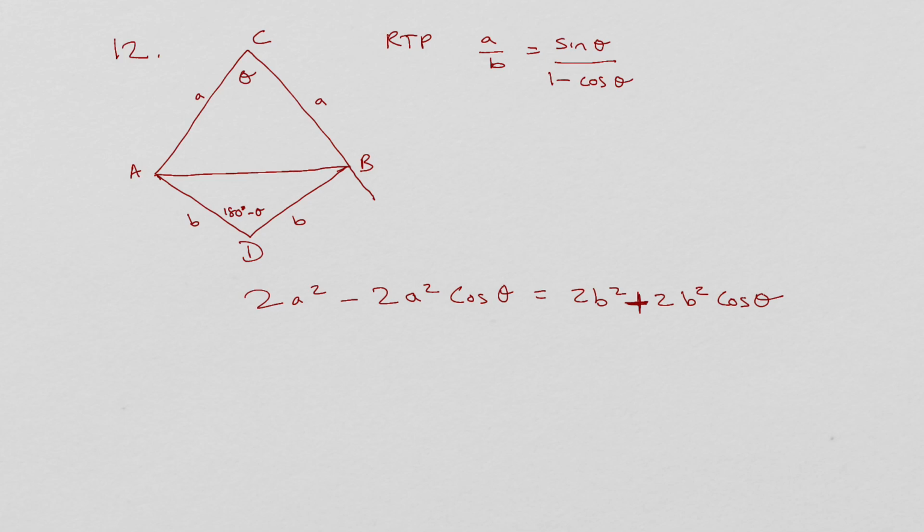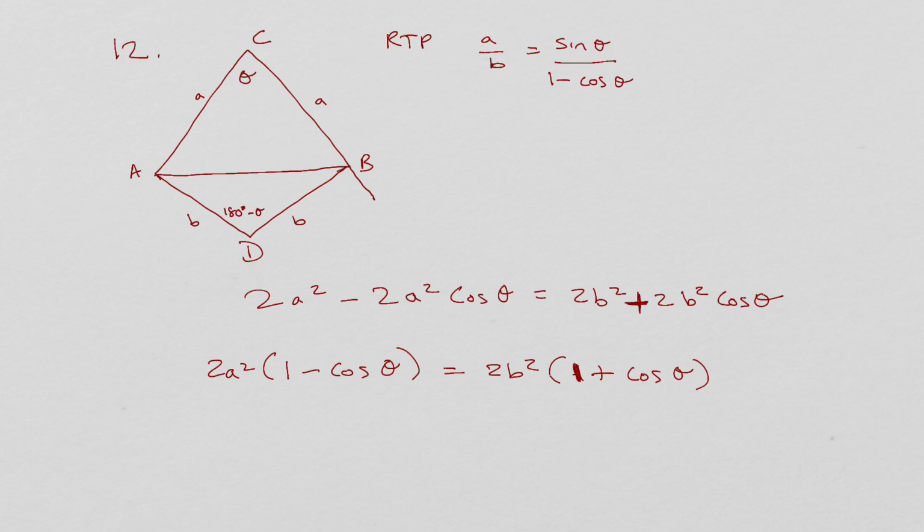And now we are just going to solve this and make this neater. They've asked us to find a over b. You can factorize this. So I can go 2a squared, and that's 1 minus cosine theta. And I can go 2b squared, and that's 1 plus cosine theta. Okay, so that's a 1.